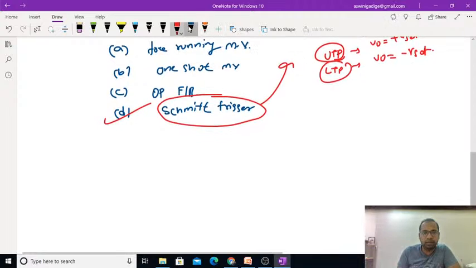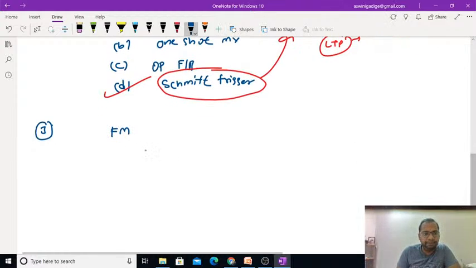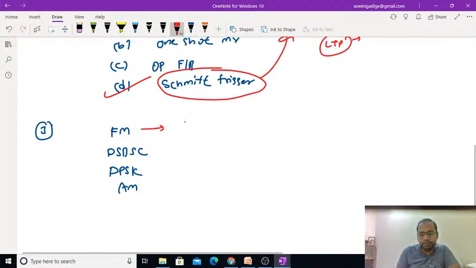And next, coming to the third question, they gave list 1 and list 2: FM, DSB-SC, DPSK and AM. In list 2, FM goes to the ratio detector, because the ratio detector is a circuit used for the detection of the frequency modulated signal, and the ratio detector doesn't require any type of limiter.